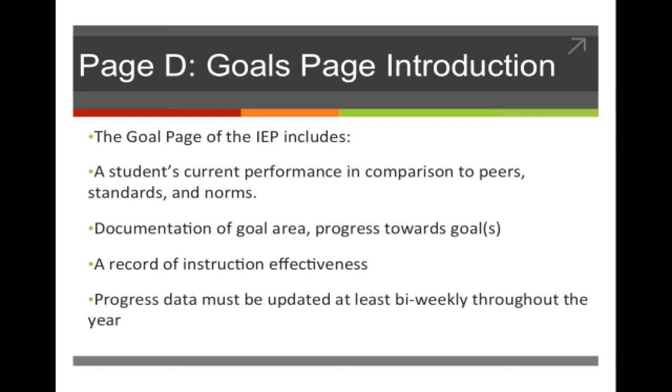The purpose of goal writing is to meet the student's needs that are resulting from their disability, and also to enable the student to successfully participate in and make progress in the general education curriculum. This page also provides a system for measuring progress towards long-range expectations. And of special note, goals always should be aligned to the Iowa Core curriculum.